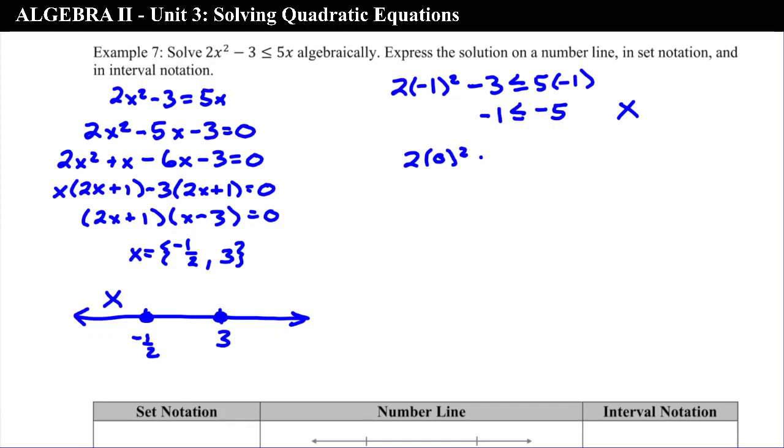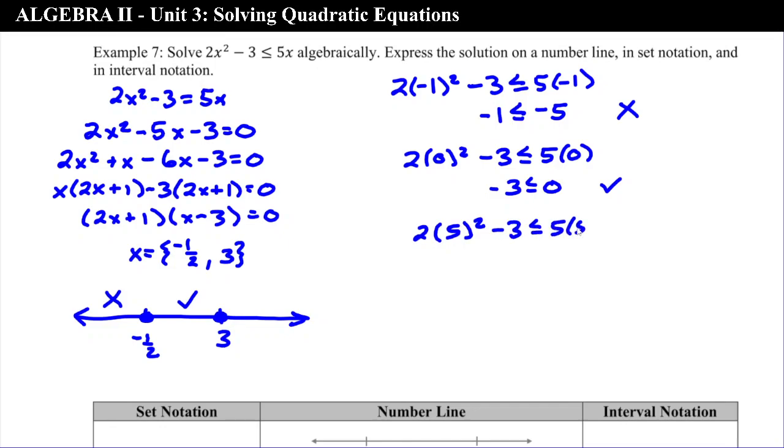2 times 0 squared minus 3 is less than or equal to 5 times 0. So you have -3 is less than or equal to 0. Well, that checks out. And now we need a number that's bigger than 3. How about we go with 5? 2 times 5 squared minus 3 is less than or equal to 5 times 5.